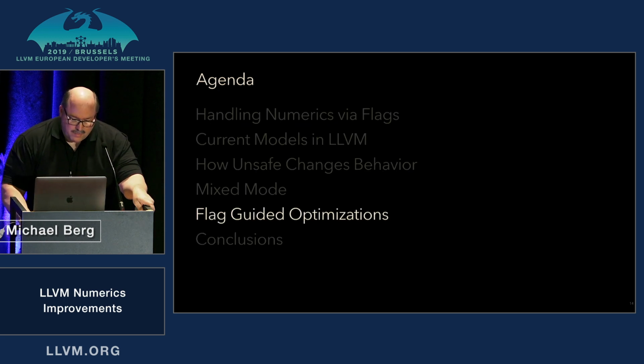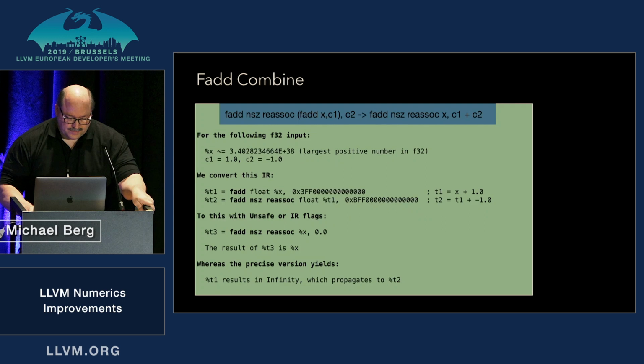Now, we'll look at some comparisons in behavior and preciseness with how some of these models interfere with each other, or maybe just describe how the attributes are applied to each. The first is a FAdd combine, and we're just going to fold two FAdds together. In this particular case, we're going to use an initial value that's very large, and we're going to seed it with two constants that we're going to fold underneath unsafe or IR flags.